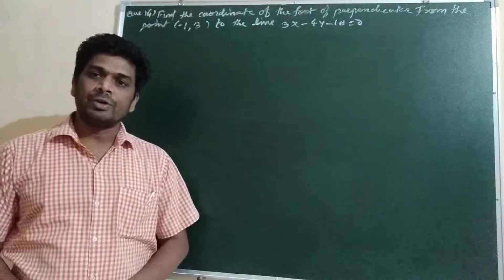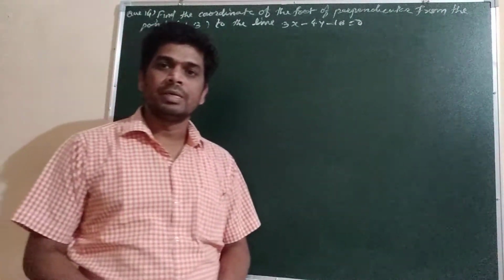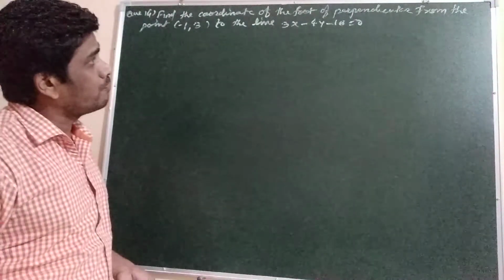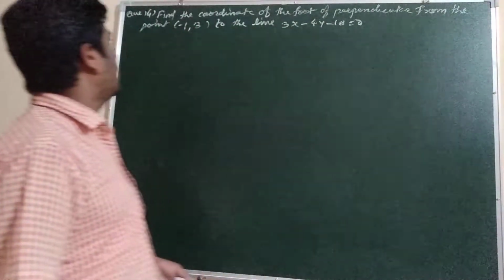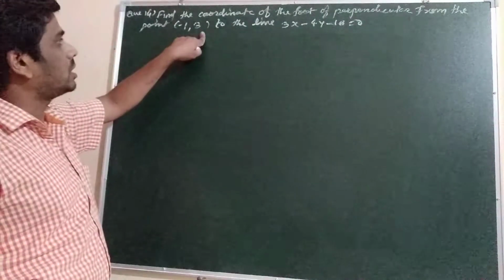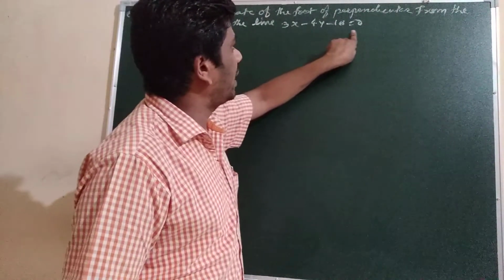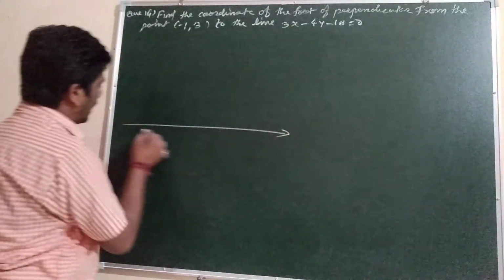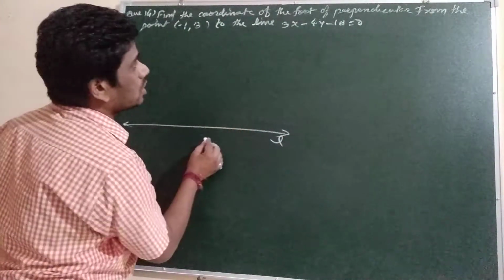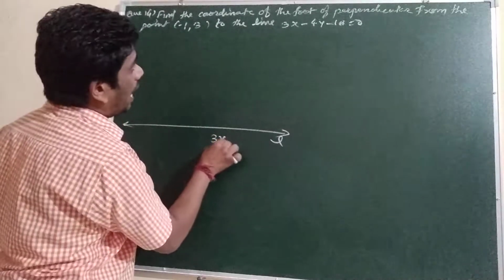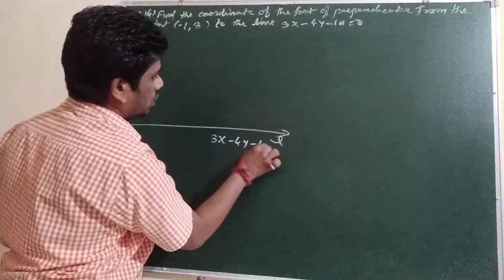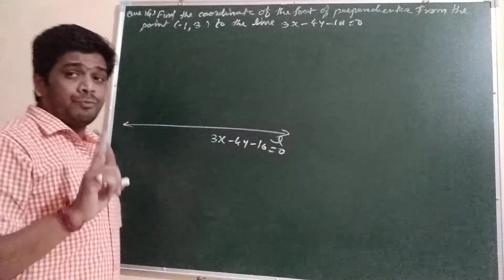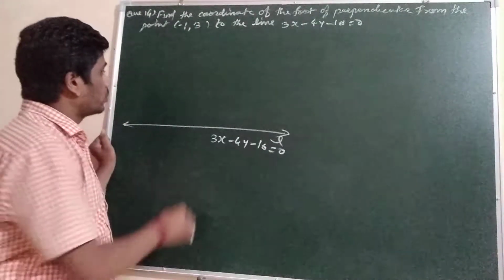Let's see question 14 of the same exercise. Here we have to find the coordinates of the foot of the perpendicular from the point (-1, 3) to the line 3x minus 4y minus 16. So first we will draw this line. Suppose this line is L. Its equation is given: 3x minus 4y minus 16 equal to 0. And we have to find the coordinates of the foot of the perpendicular.